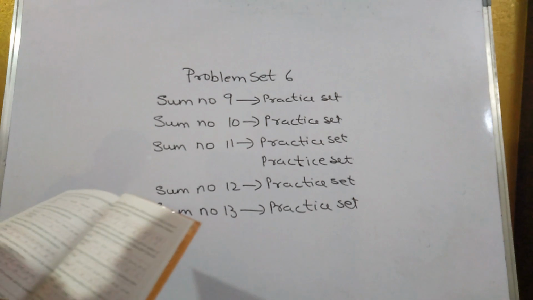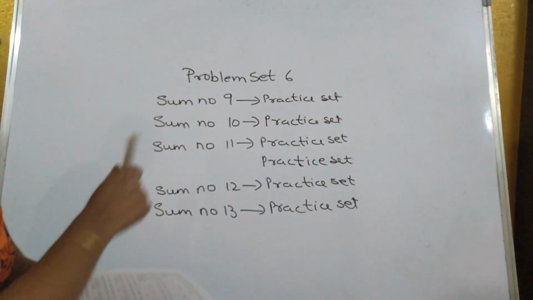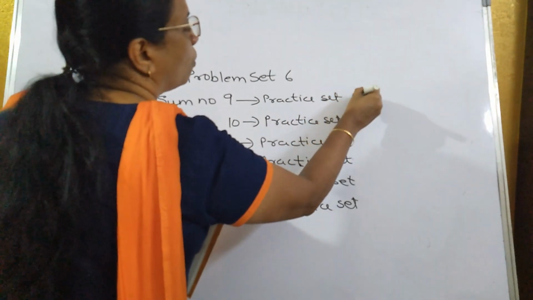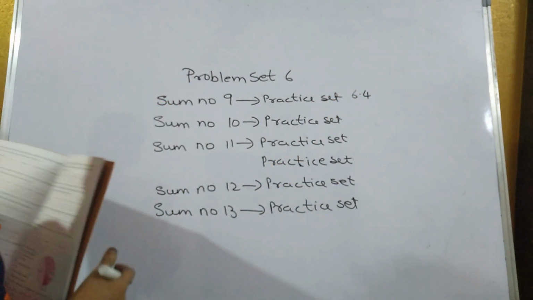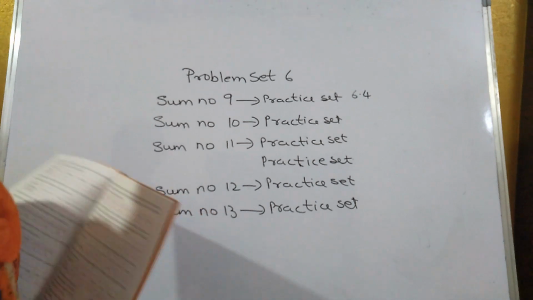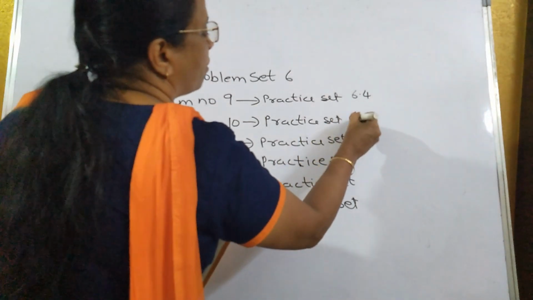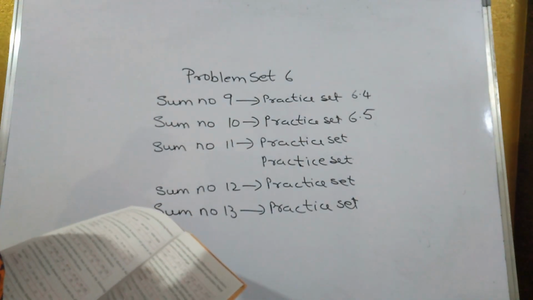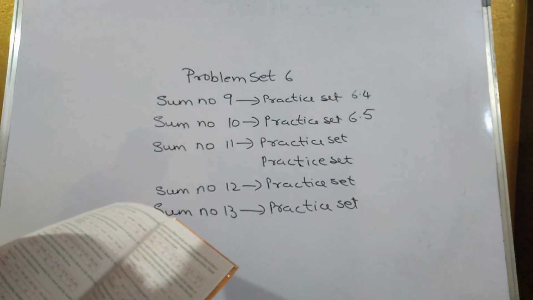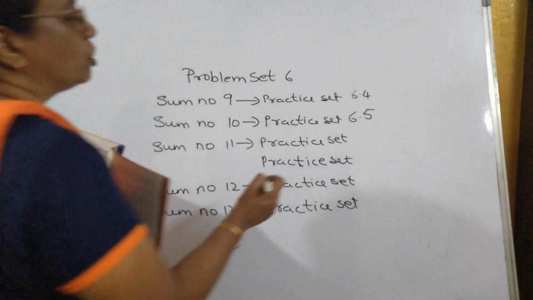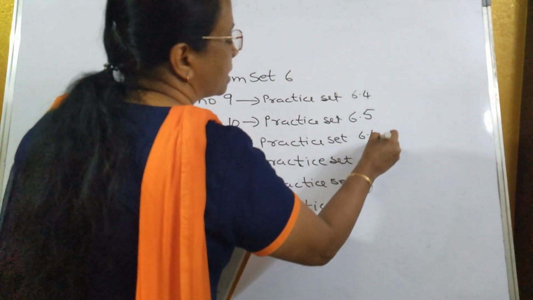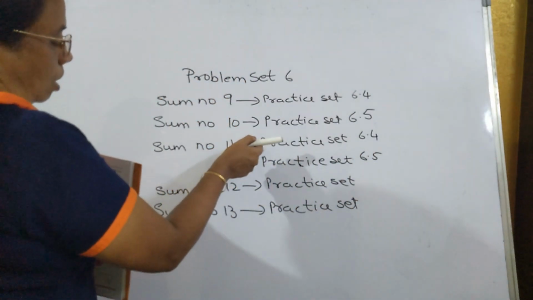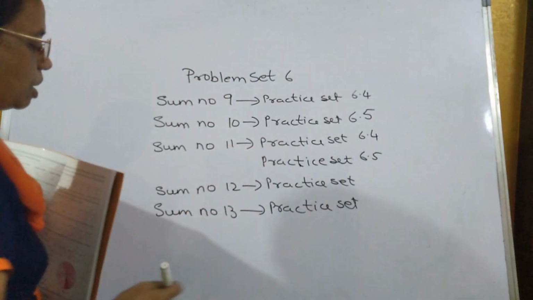Now problem set 6. Sum number 9 of problem set 6 is connected to practice set 6.4. We have to draw histogram. Now sum number 10, it is connected to practice set 6.5. Here we have to draw frequency polygon. Sum number 11, you have to draw both histogram and frequency polygon. So it is connected to both practice set 6.4 and 6.5. Why? Because we have to draw both histogram and frequency polygon.